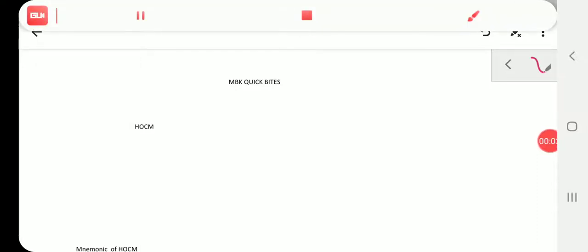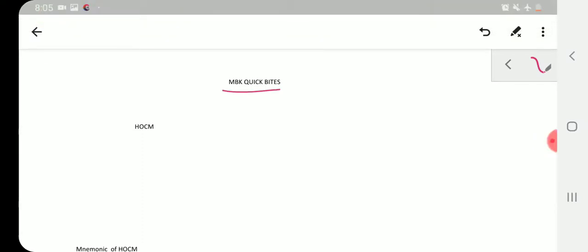Hello everyone. So today in MBK's quick bites video session we'll be starting a very important topic, that is hypertrophic obstructive cardiomyopathy. This is a highly important internal medicine topic and it should be compared with aortic stenosis for certain reason. We'll be seeing that anyway.